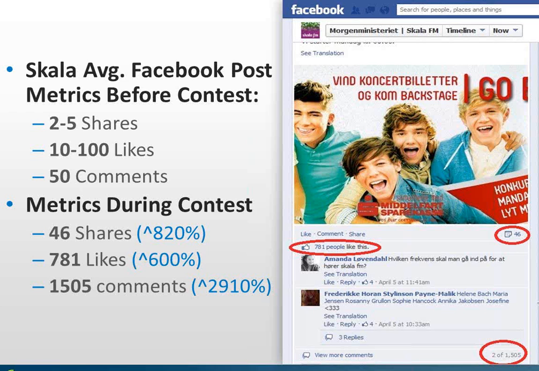Their engagement also skyrocketed. As you can see, before the contest, their average post was getting 2 to 5 shares, 10 to 100 likes, 50 comments, which is still pretty good. But during the contest, those numbers jumped 820%, 600%, and almost 3,000% respectively.